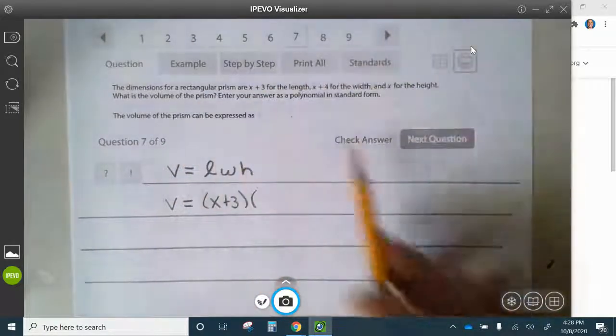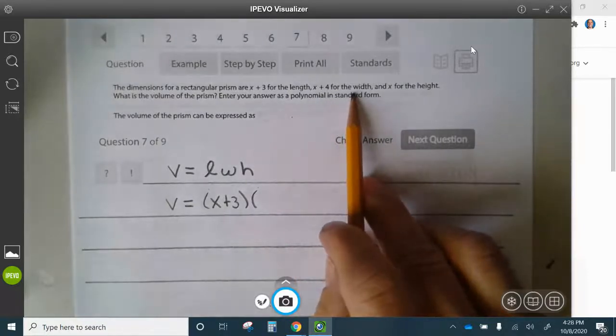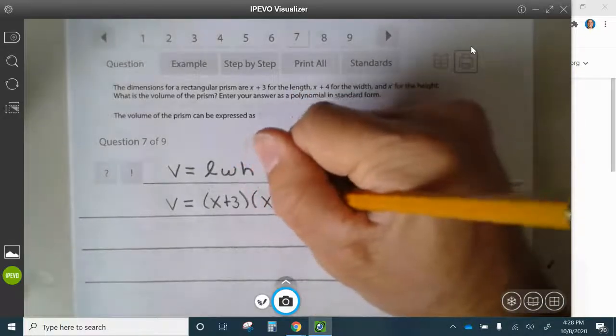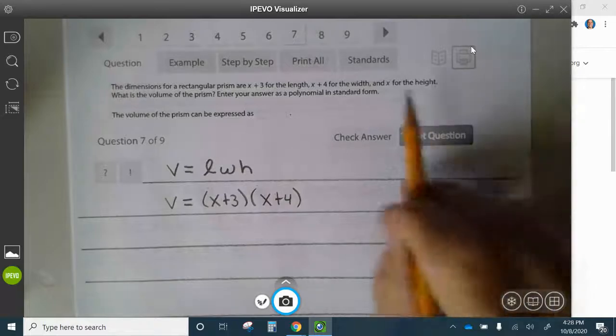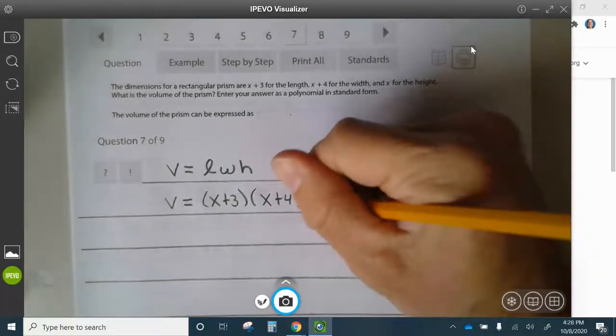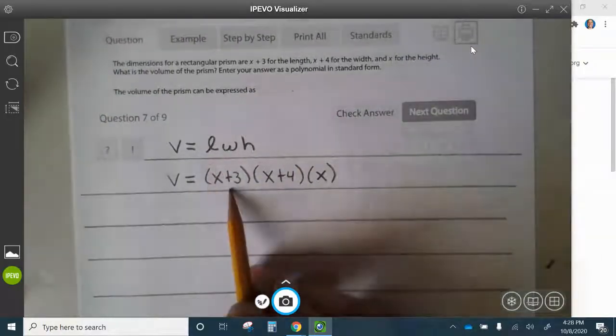Okay. And then the height is x. Okay, so the first thing we need to do is FOIL this, and then we'll multiply everything by x. So volume equals, we're going to FOIL. So x times x is x squared.